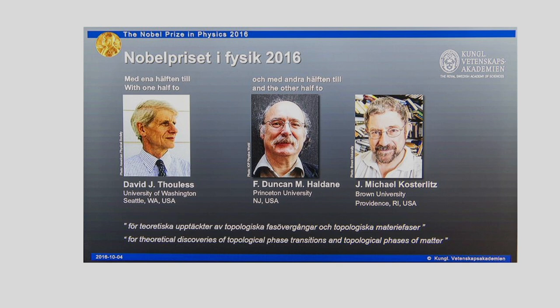These are by David Thouless, who won half the Nobel Prize, and the other half went to Duncan Haldane and Michael Kosterlitz. I believe David Thouless and Michael Kosterlitz were awarded for the topological phase transitions, whereas the topological phases of matter was due to Duncan Haldane, which he showed in the mid to late 80s through a number of very well cited publications. We'll talk about what's called the Haldane model, etc.